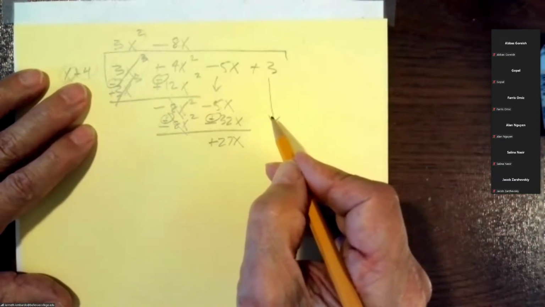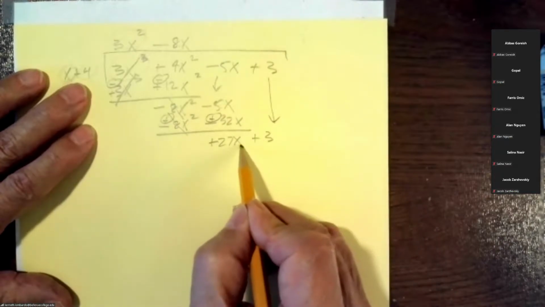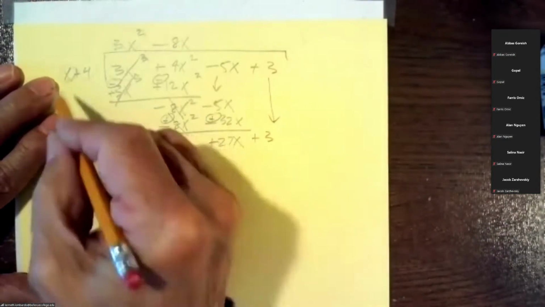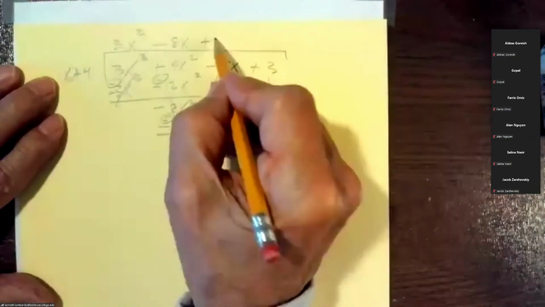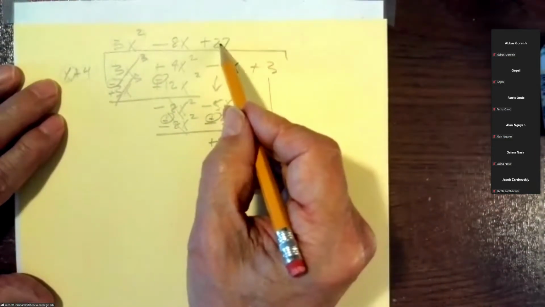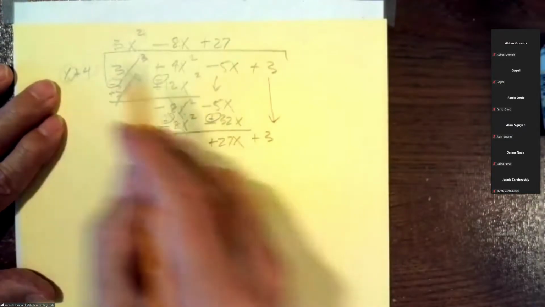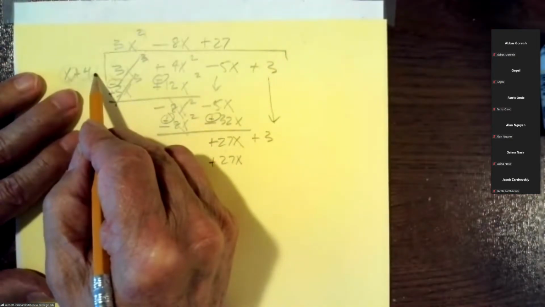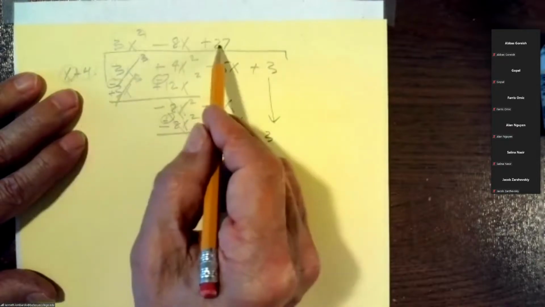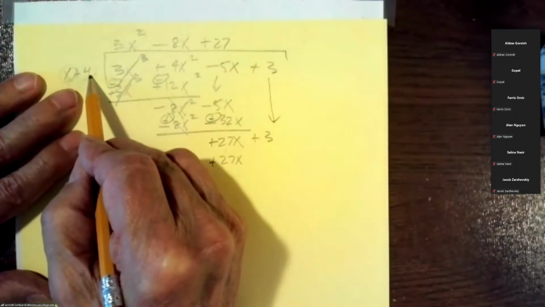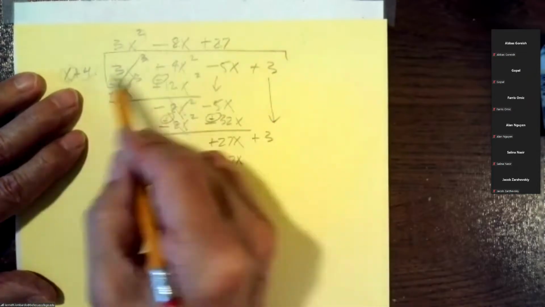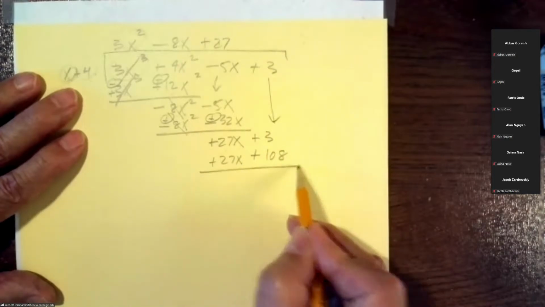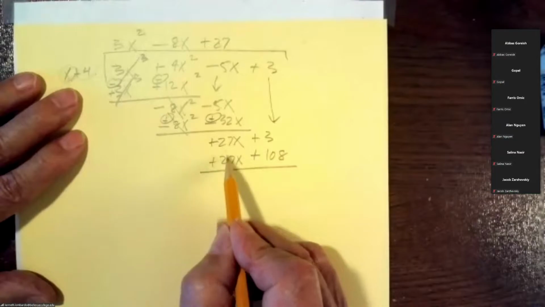Bring down the next value, which is a 3, and it's positive. And I divide x into 27x. Positive into a positive, that's positive 27. So 27 times x, positive 27x, 4 times 27. Now let's see, 27 times 27 is 54, and double that, looks like I get 108. So I'm going to get positive 108. And then I'm going to subtract the second from the first.